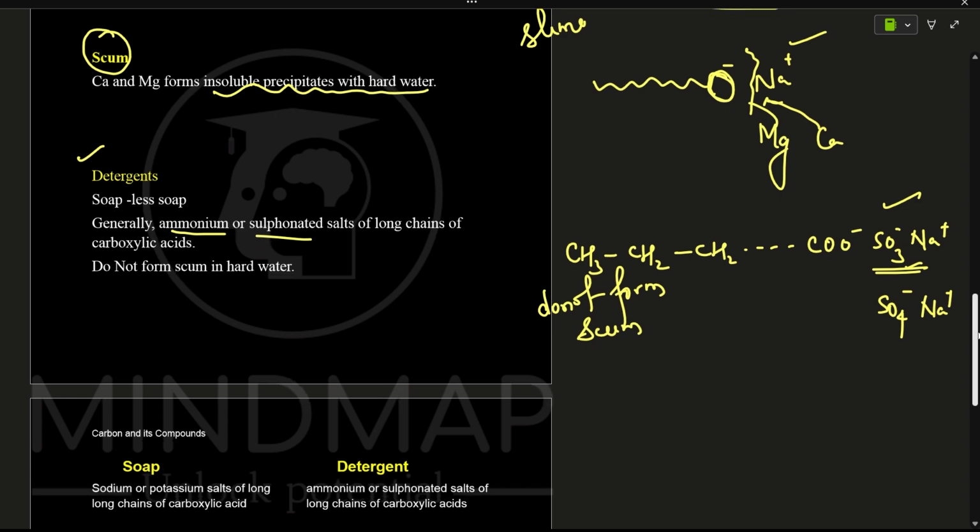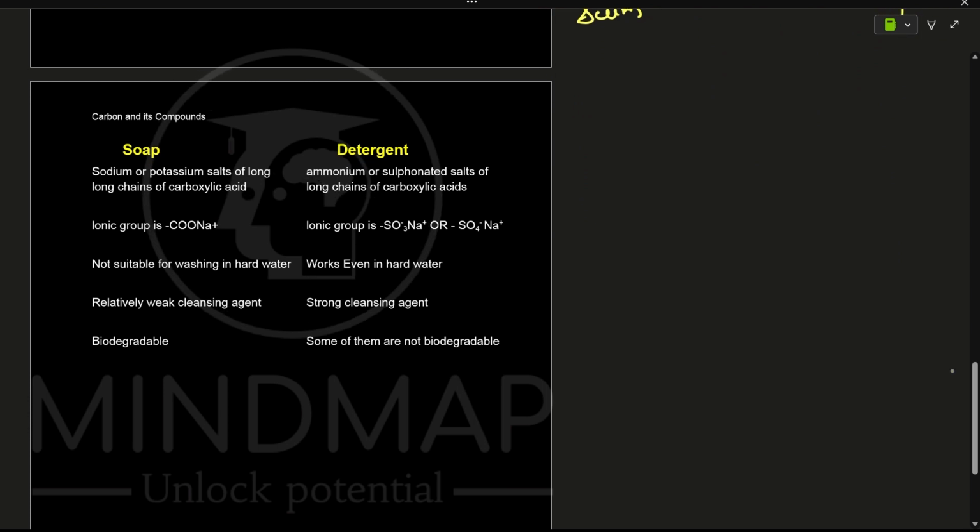Okay, fine. Now let's see the difference between soap and detergents. Soaps are sodium or potassium salts of long chains of carboxylic acid, whereas here we use ammonium or sulfonated salts of long chains of carboxylic acid. What is the ionic group here? COO minus Na plus, correct? Whereas here it is SO3 Na, SO4 Na.